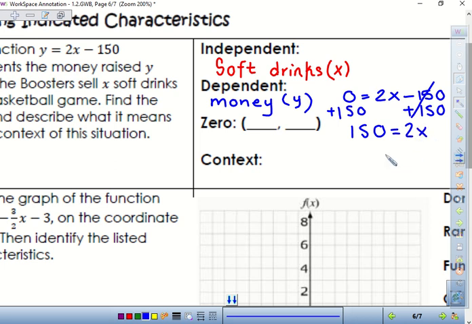X equals 75. So my 0 is going to be 75 comma 0. That's where we cross the x-axis, right? What does this mean in context? Yes. After they sell 75 drinks, they'll start making profit. Very good. So they need to sell more than 75 drinks to start making a profit, right? This is them breaking even. So the context is breaking even.